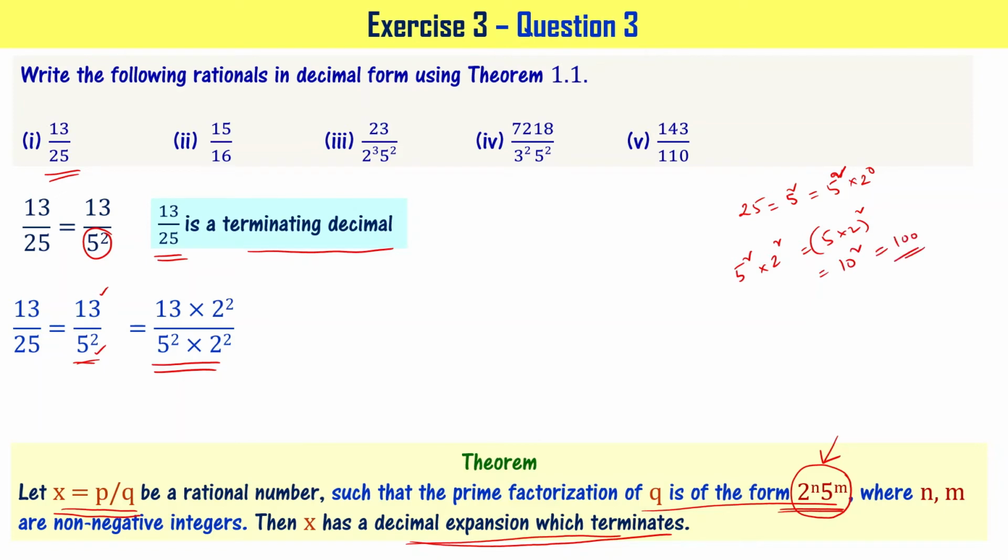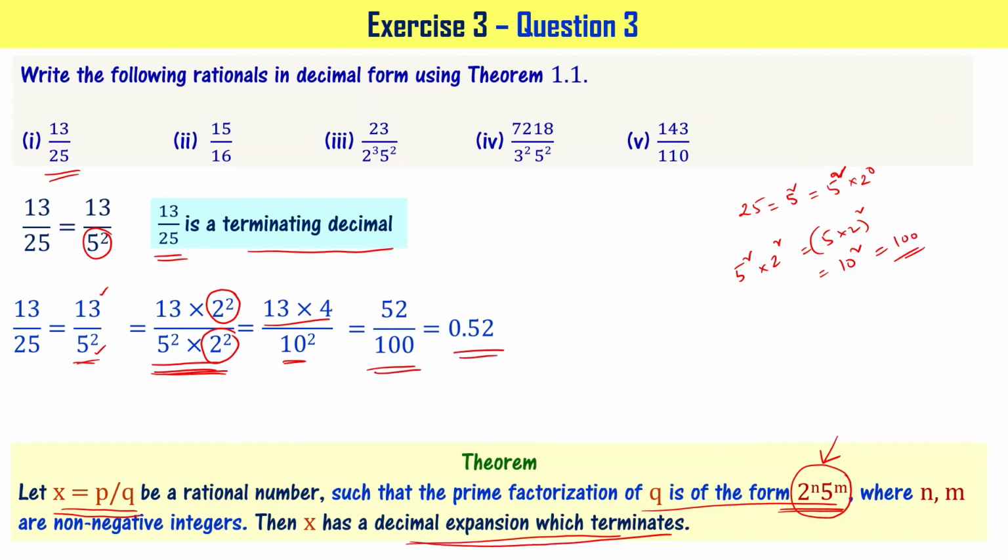If I have something like 100, 1000, or 10 in the denominator, it's fairly easy for me to write the decimal form, right? For that reason, we are multiplying both numerator and denominator with 2 square. Let's simplify this. 13 times 2 square can be written as 13 times 4, and 5 square times 2 square is 10 square. 13 times 4 is 52 and 10 square is 100. 52 divided by 100 is 0.52.